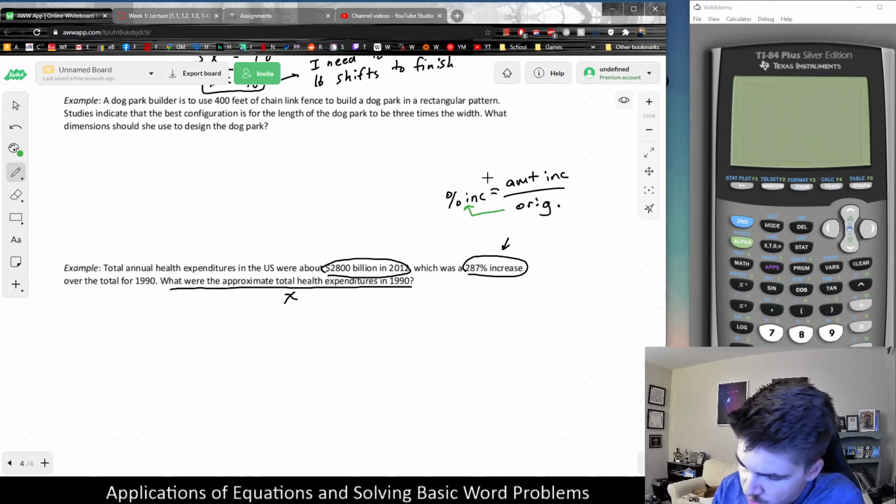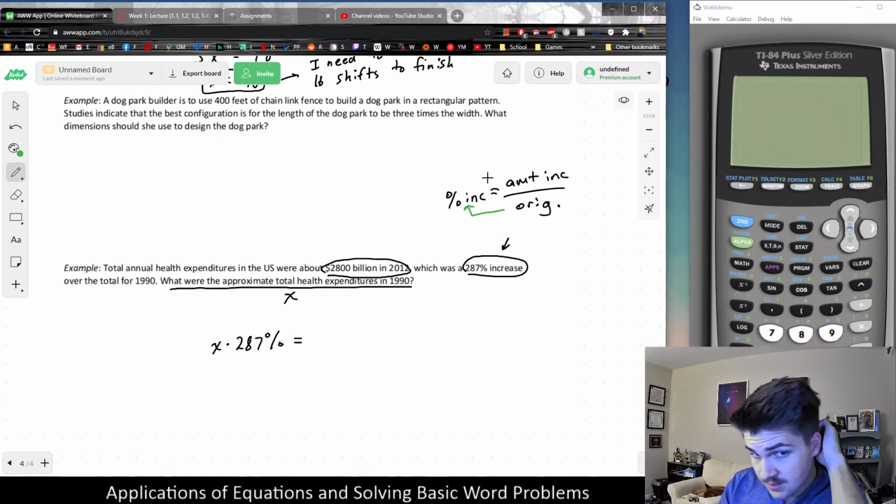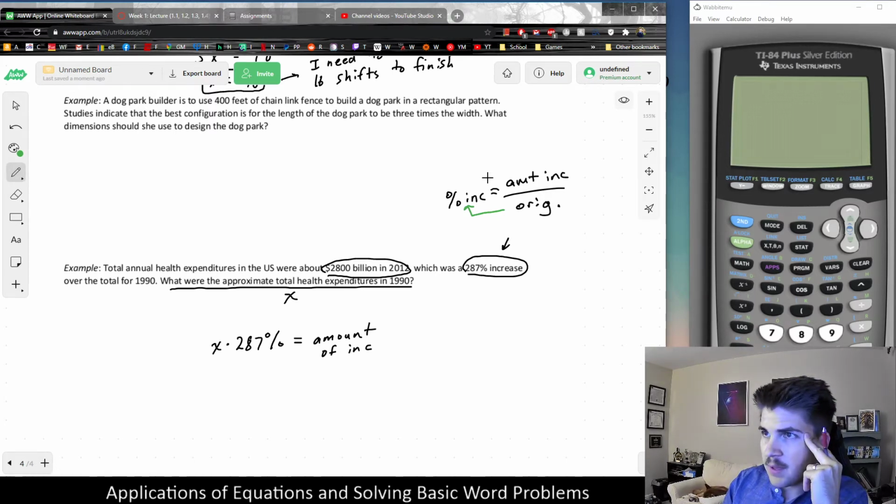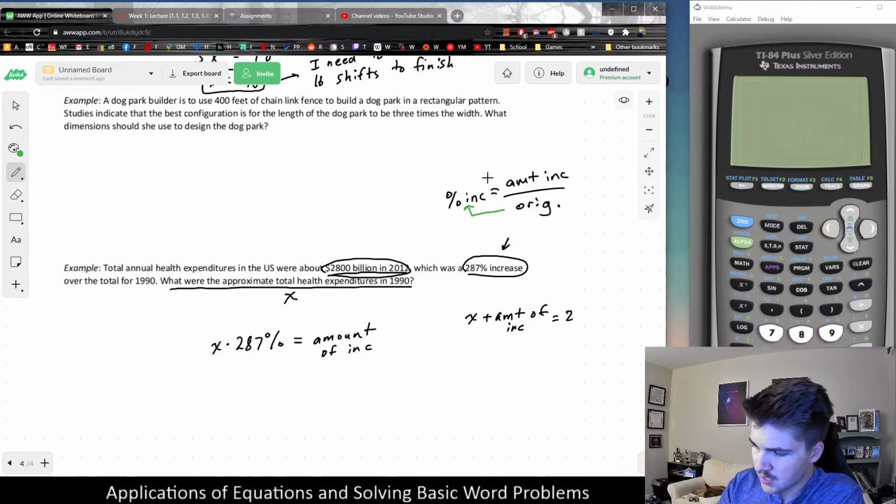So basically, if I do the original amount, which is what I've called x, and I multiply that by the percent increase, which I was also given is 287%. Sorry, I'm a little tired, so I'm slurring a little bit. I will do my best to enunciate. This should give me the amount of increase. But notice that the amount in 2012 isn't just the amount of increase, it's the new amount. So if I take the original amount and add the amount of increase, this would be equal to 28,000 billion. I'll just leave it in the units and ignore the billions, and then my answer will maintain the same units, which will be in billions.